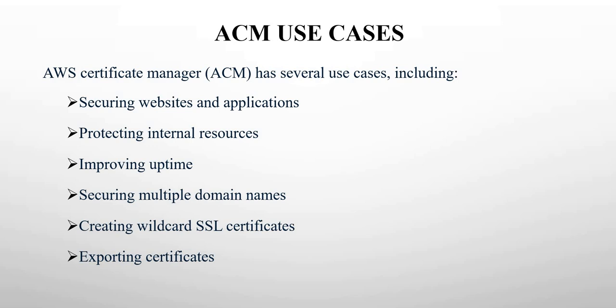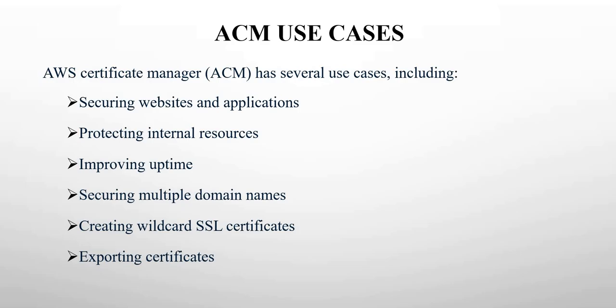Protecting internal resources: it can be used to secure communication between the resources on private networks such as servers, network, mobile devices, and IoT devices, and provide secure communications. It's private. Improving uptime: ACM can be used to automatically manage the SSL/TLS certificates, including the renewals also. Securing multiple domain names: ACM can be used to secure multiple domain names and subdomains. And creating wildcard SSL certificates: ACM can be used to create wildcard SSL certificates to protect an entire domain and its subdomains.